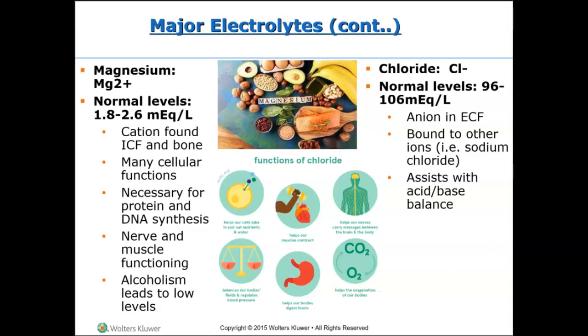Chloride is found in the extracellular fluid and is usually bound with other ions like sodium and potassium. And it helps with acid-base balance, of course, right? That's how important magnesium is.